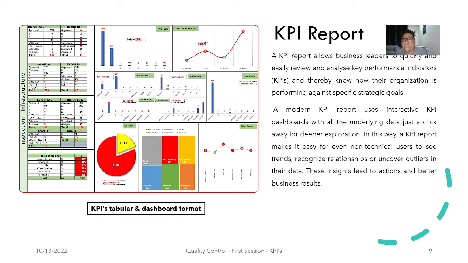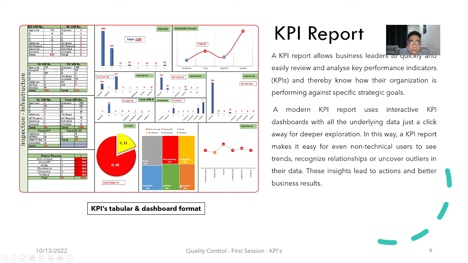The KPI report is a type of report that allows business leaders to quickly and easily review and analyze key performance indicators and thereby know how their organization is performing against specific strategic goals. So what we are saying here is that we use the KPI report to make sure that we are on the right track and to see how we are performing against our organizational specific strategic goals.